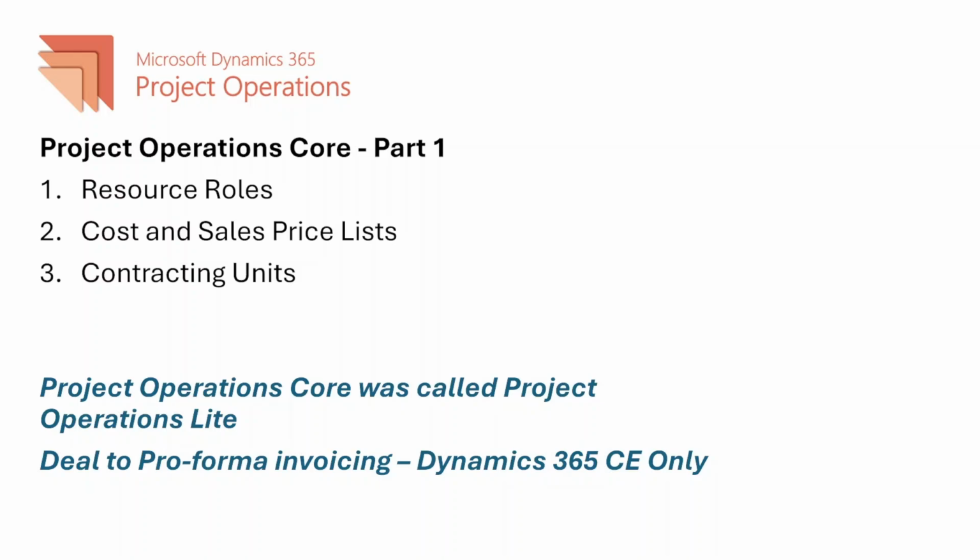Now, as we begin the setup, the first things we will be setting up are resource roles, cost and sales price list, and contracting units. As I set this up, I'll also be explaining what they do and why we need them. So let's begin.